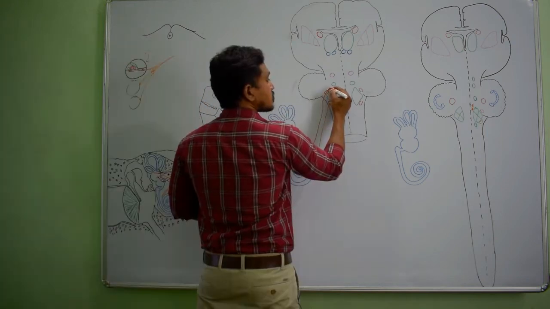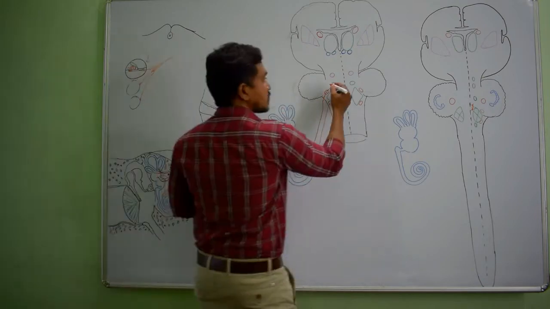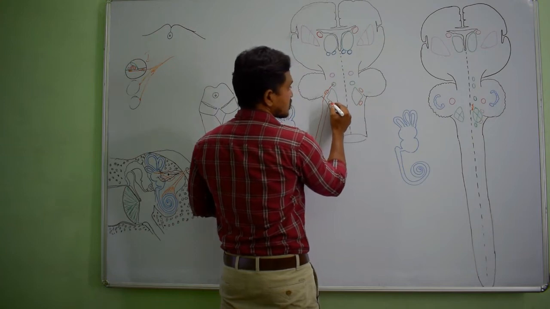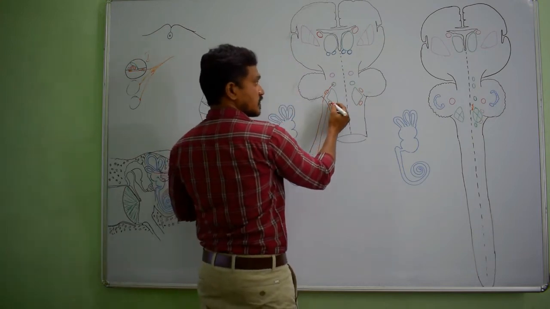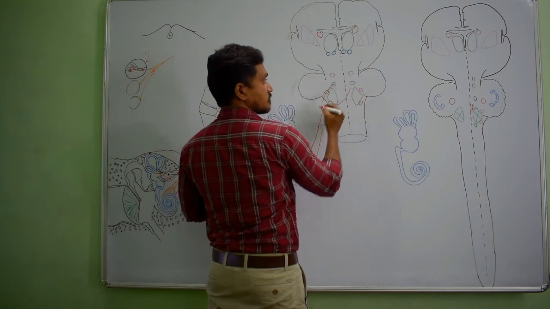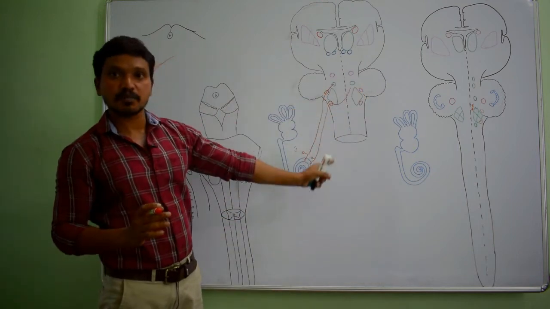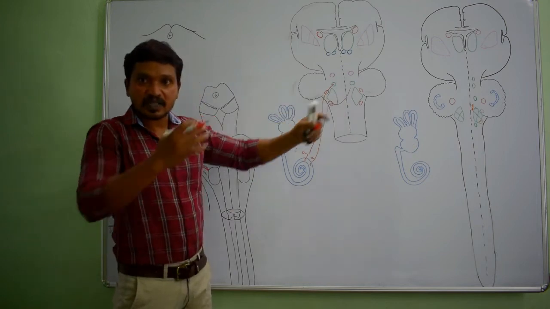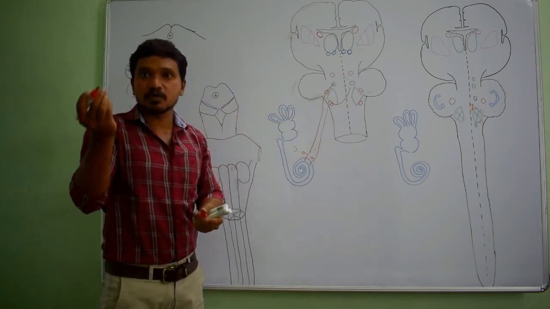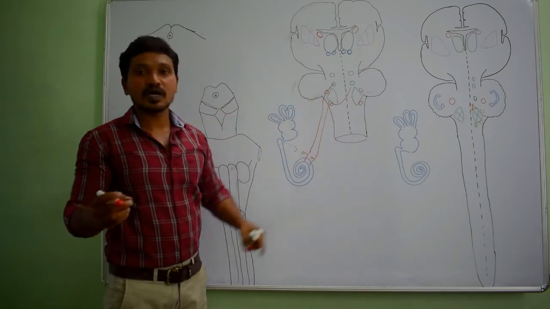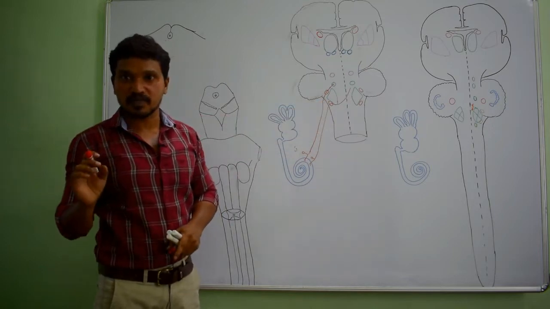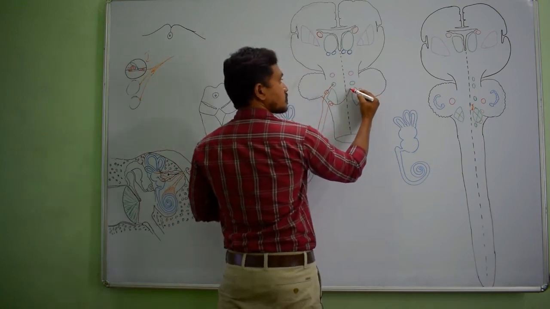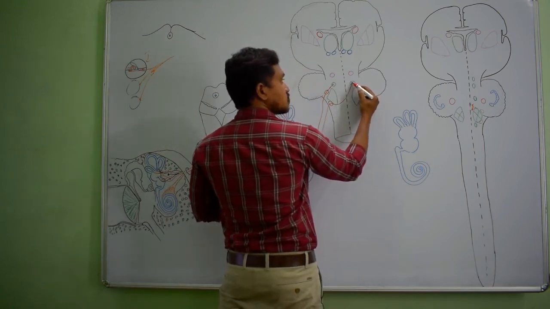Some second order neurons from the cochlear nucleus run on the same side, but some cross to the opposite side. Some are running in the same side, some in the opposite side. When they run to the opposite side, there will be crisscrossing of fibers along with some nuclei. That part we call the trapezoid body, right? So through the trapezoid body, these fibers cross to the opposite side and reach this nucleus here.